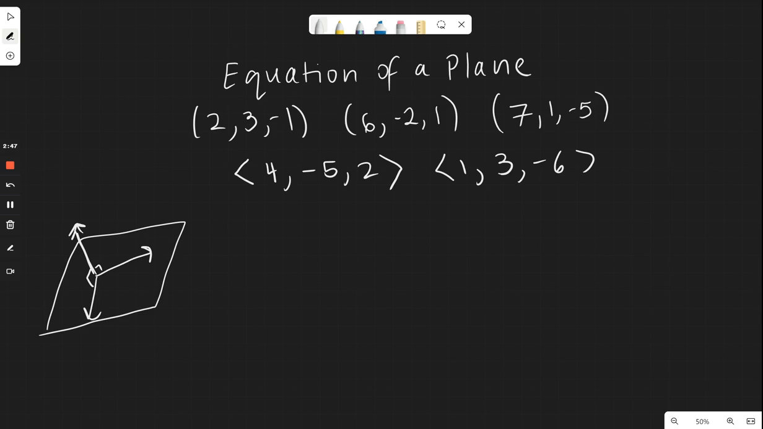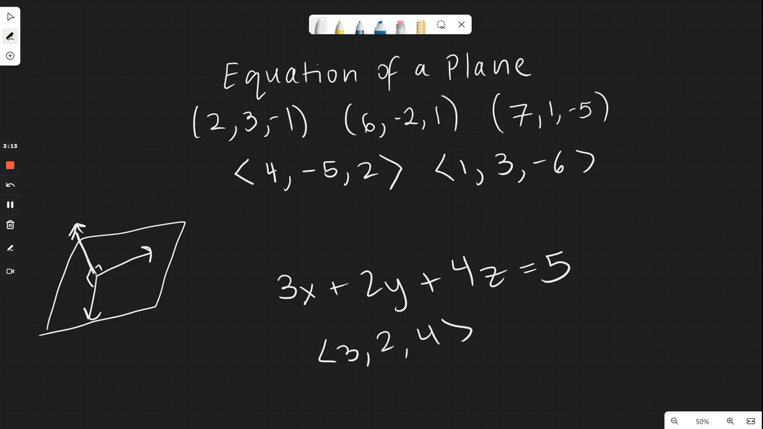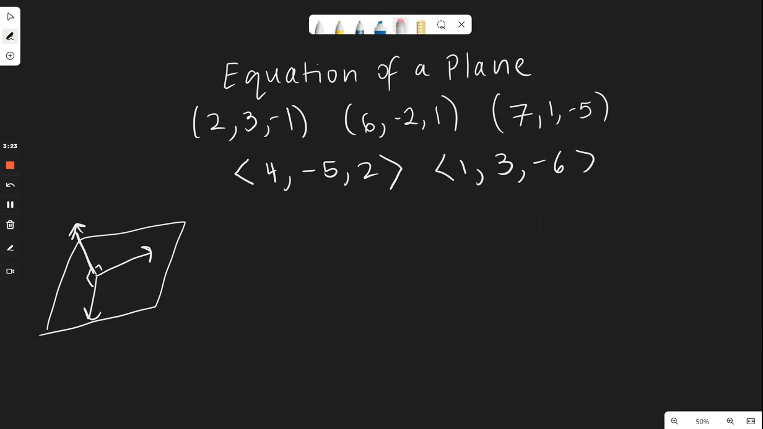There's a really special relationship between planes and their normal vectors. Let's say we had a plane with equation like 3x plus 2y plus 4z equals 5. Well, it's really, really easy to find the normal vector of this plane. It's just 3, 2, 4, okay? So you just take the coefficients of the terms in this plane, and that will give you your normal vector. So that's why it's so important that we find the normal vector of these vectors that make up the plane.